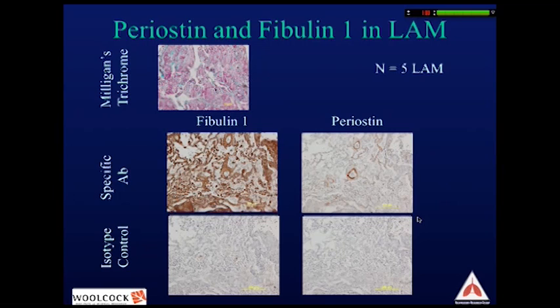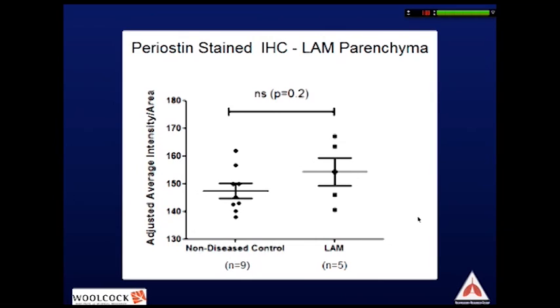So here we can see for Fibulin 1, this is staining in LAM tissue, quite strong staining throughout the tissue. And I refer you to the poster to be able to see the staining in non-diseased tissue. And this is periostin staining in the LAM tissues, again in very specialised regions. When we quantify the periostin staining, again, we've got quite a diverse range of staining across the patient groups, and we're not seeing a difference between the disease and the controls with this particular group. We've yet to do the analysis on the Fibulin 1 staining.